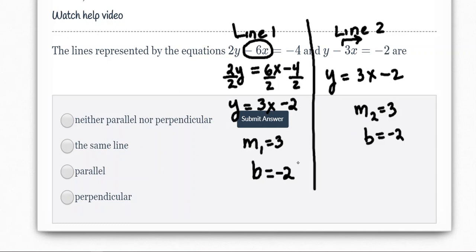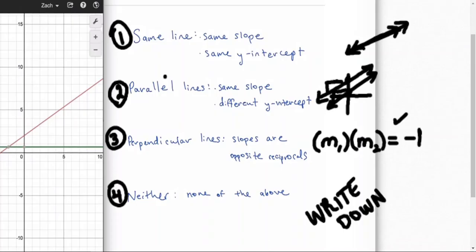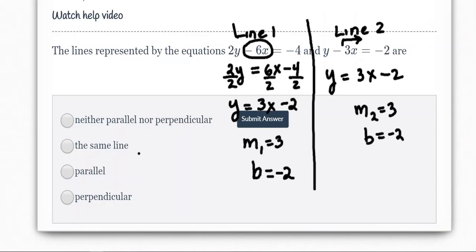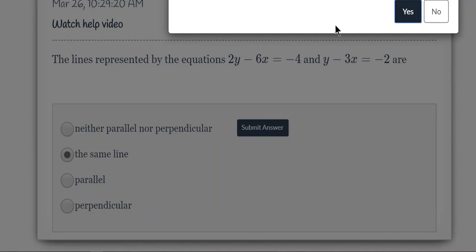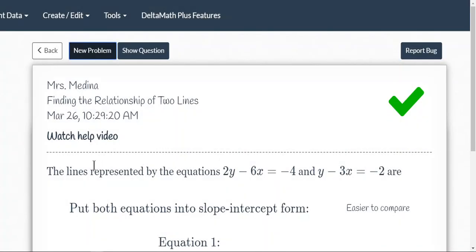So at first look, it looks like these two lines are parallel. But remember, the first check has to be on whether you have the same line. Right, so first we check for the same line. Do they have the same slope and do they have the same y-intercept? And looking right here, we see that yes, they have the same slope and they also have the same intercept. So they're not just parallel, they're actually the same line. So let's click on that and let's see. And yes, we are correct.